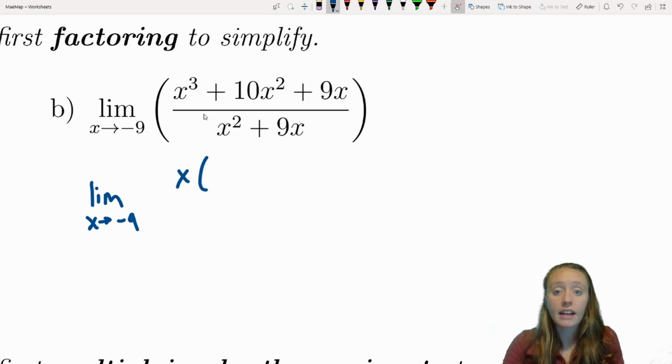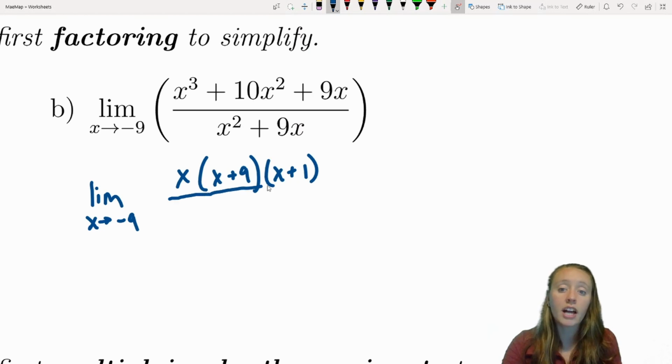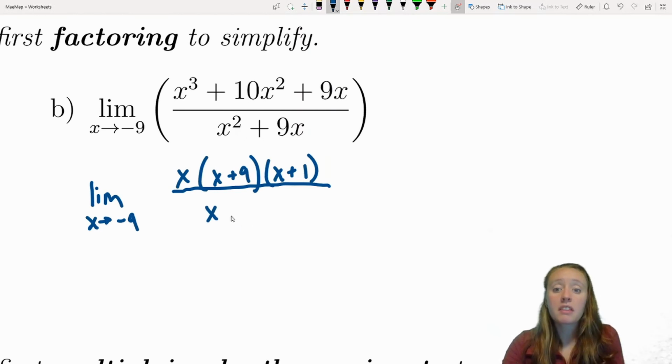If I pull out an x, that would leave me with x squared plus 10x plus 9. So I need to think what multiplies to give me 9 and adds to give me 10. That's positive 9 and a positive 1. So I'll have x plus 9 times x plus 1. If you want to double check and expand that all out, you will indeed get x cubed plus 10x squared plus 9x. Now for my denominator, again, I have that x in common, so I'll go ahead and pull that x out, and that will leave me with x plus 9.